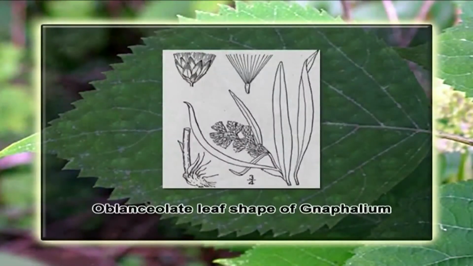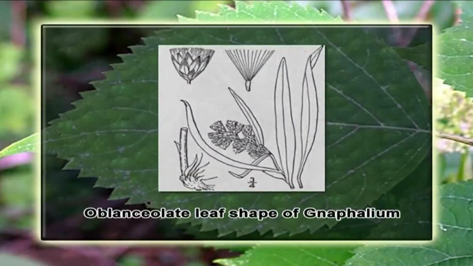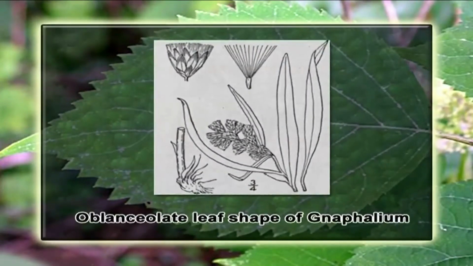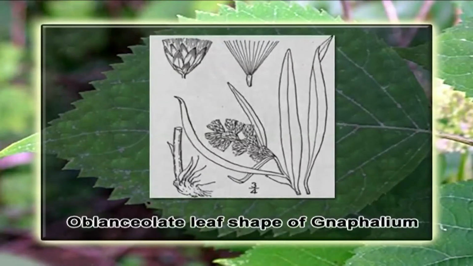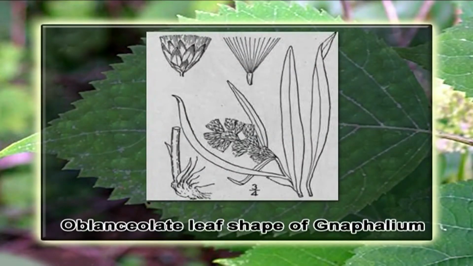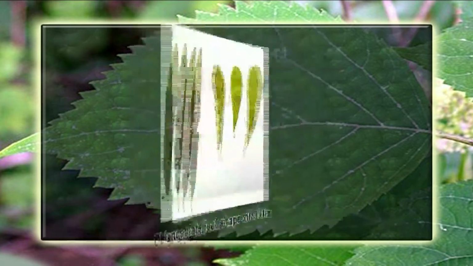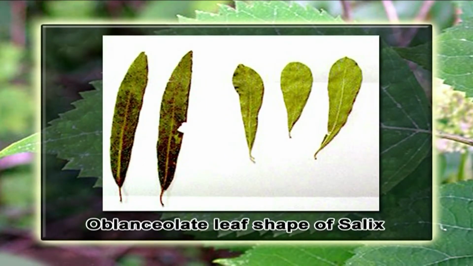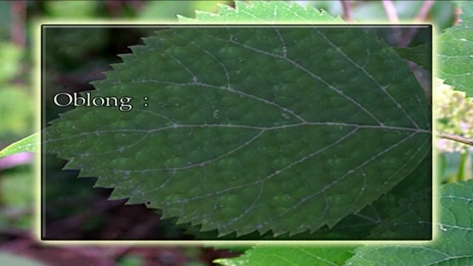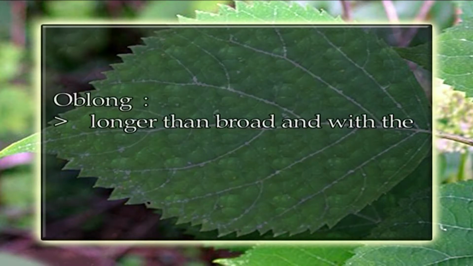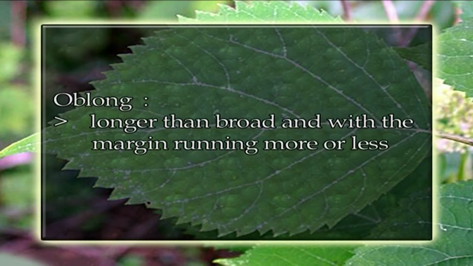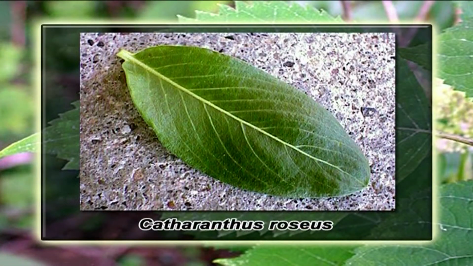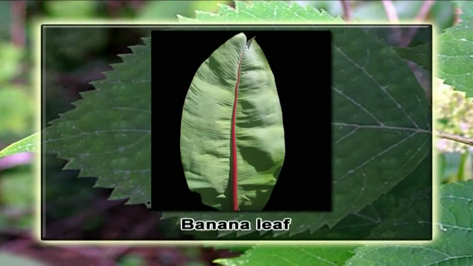Then oblanceolate, opposite of lanceolate, a leaf broader at the distal third than at the middle and tapering towards the base, for example, Nephelium, Salix lanceolata. Then oblong, longer than broad and with the margin running more or less parallel up to its length. For example, Catharanthus roseus, banana.